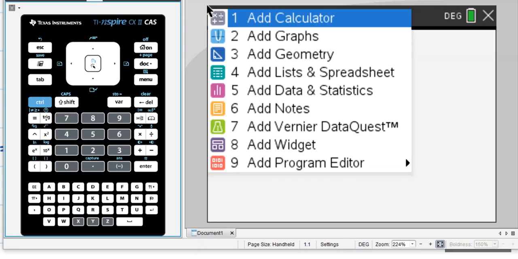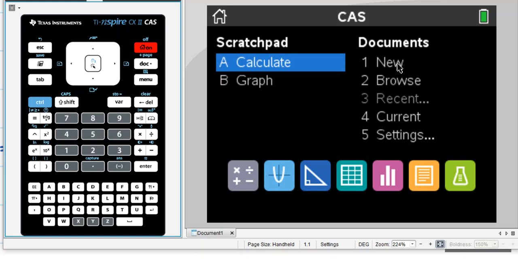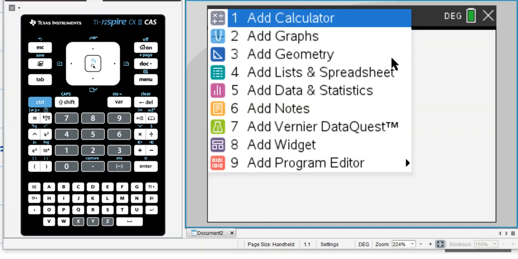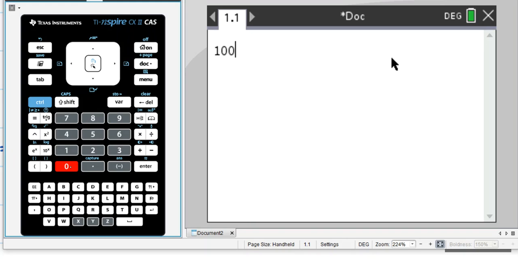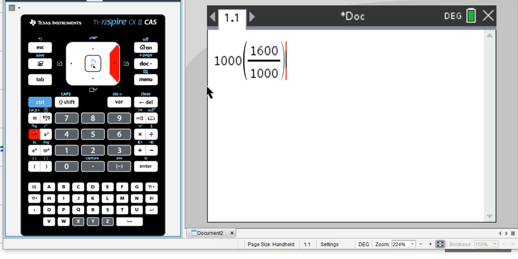So anyway, I've turned on my calculator. I press the on button until we get to the home screen. Now I'm going to choose option number 1 to create a new document, and I'm going to add a calculator page to work with. So we need to evaluate 1,000 times 1,600 over 1,000. And remember, I can create these fractions by pressing Control and then divide. And we'll raise this result to 3, the power of 3.